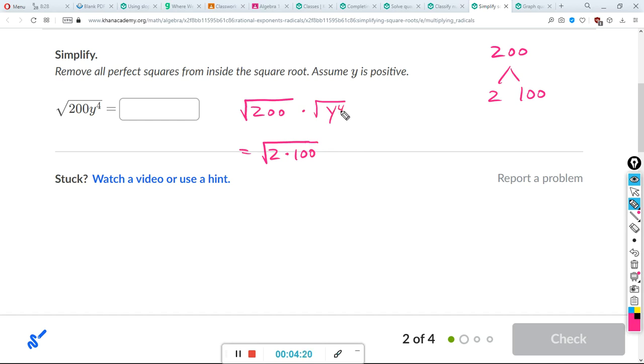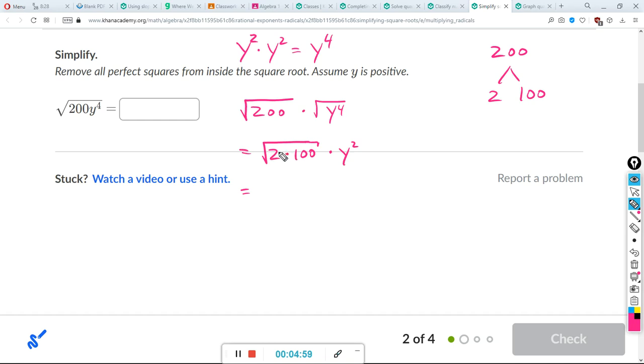And the square root of y to the 4th, again, when you multiply numbers with exponents, if the base is the same, you just add the exponents. So what plus what would give us 4? Well, that's just 2, right? Y squared times y squared is y to the 4th. So the square root of y to the 4th is just going to be y squared. That's not under the radical. Square root of y to the 4th is y squared.